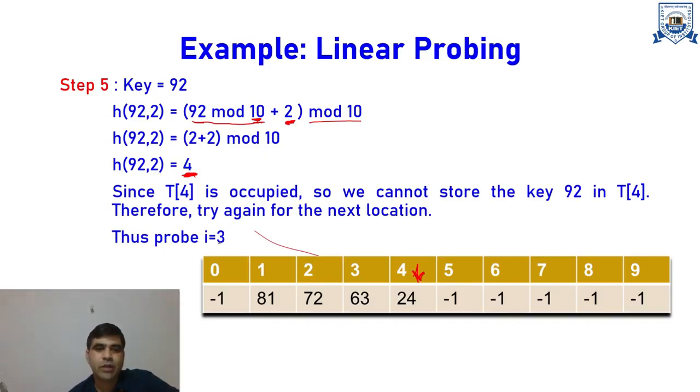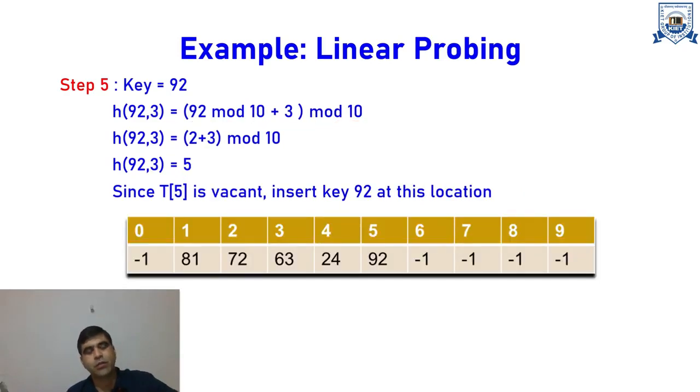So we'll try one more time with I equal to 3, because it is the fourth probe, starting from 0, 1, 2, and this is the next one. Now it gives the index 5, and when we look at index 5, it was empty. That's why we have stored 92 in this particular case.